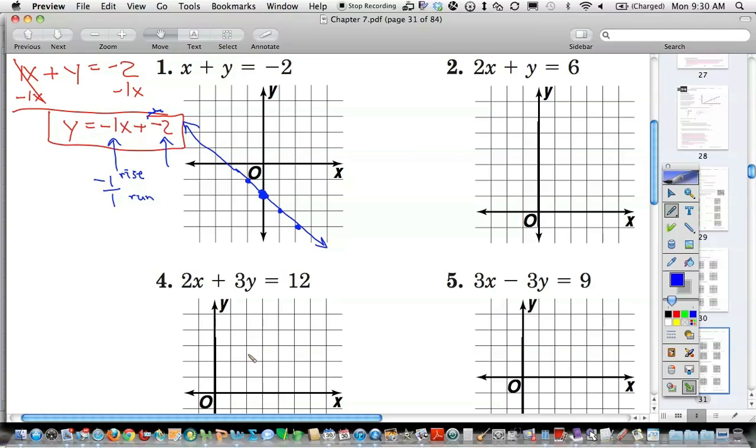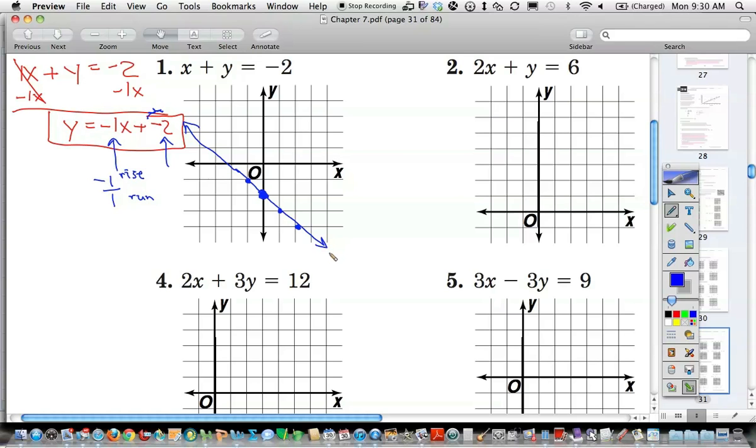Does it matter which way the arrow goes? What do you mean? So mine looks different than yours. Well, then something's bad. Yeah, something's bad. Because right here, let me see your pencil. Right here, this is -1/1, right? It's a rise and a run, right?